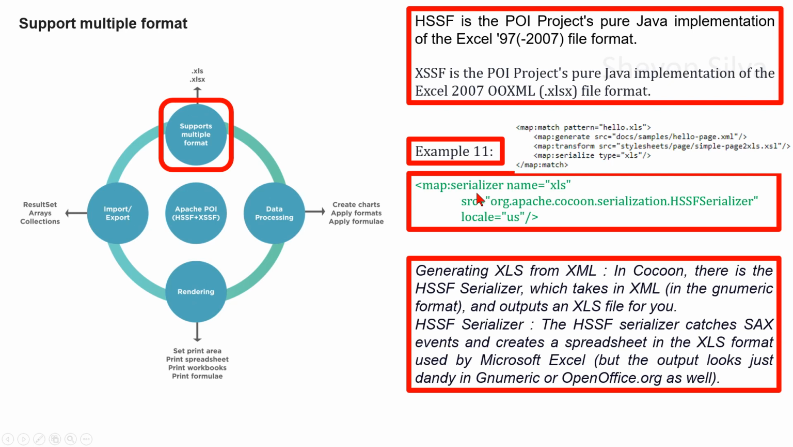If you wish to generate XLS files from some XML, it is possible to write your own XML processing code and then use the API to write out the code. The other option is to use Cocoon, and in Cocoon there is an HSSF serializer which takes XML in a generic format and outputs an XLS for you.